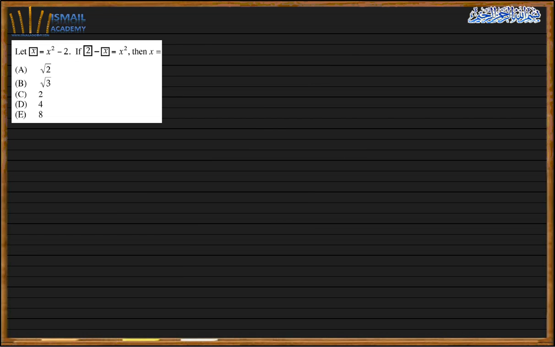Next, we have square x is x squared minus 2. Now, if square 2 minus square x equals x squared, then what's the value for x? So let's see this. I have square 2 minus square x equal. For square 2, I need to substitute 2 here. If I substitute 2 here, I substitute 2 here too. So it's going to be 2 squared minus 2. You see? I just put it this way.